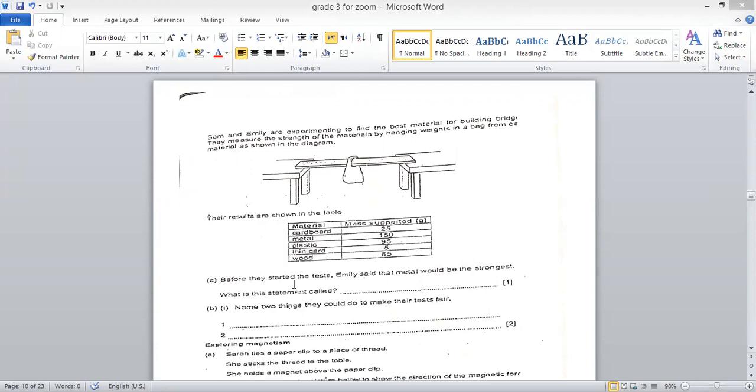Before they started the test means that there is no observation and no conclusion. So this statement is called a prediction.